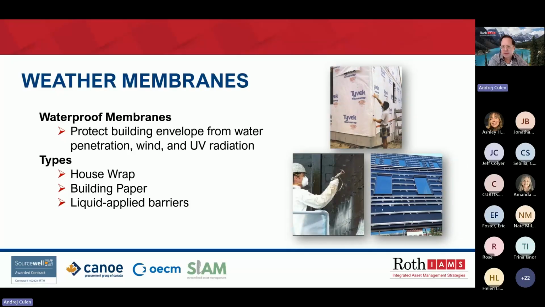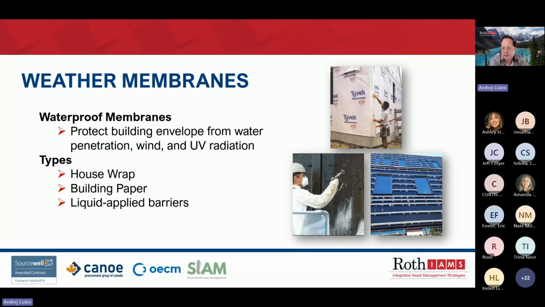Weather barriers protect the building envelope from water penetration, wind, and UV radiation. Some common weather barrier materials are house wrap. House wraps can serve both as air and weather barriers, providing a continuous vapor permeable layer around the building, depending on the climate for which they are installed. There's also building paper and asphalt saturated felt or kraft paper that provides a breathable moisture barrier.